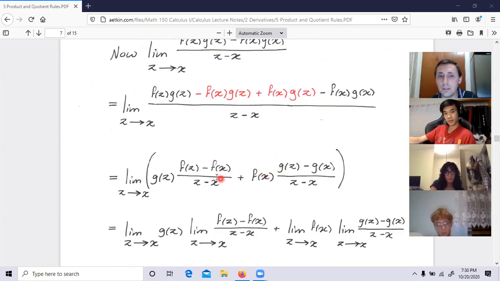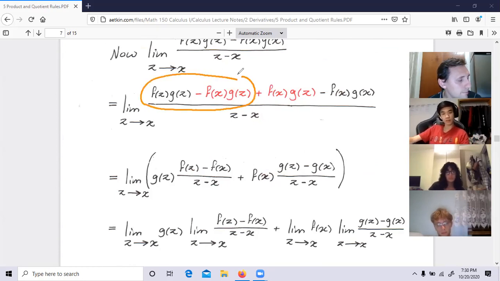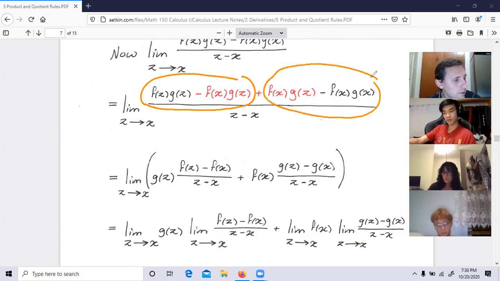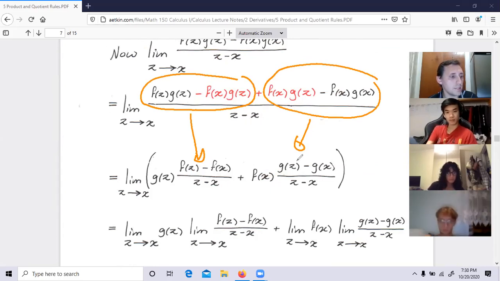With me, guys? You see how I break it apart? Like this, look at it. So this part over z minus x, and this part. So this part goes here, this part goes here. And then we have a fraction. So it's the left circle divided by z minus x plus the right circle divided by z minus x. And then I can factor out g of z in this case, and I can factor out f in this case. Clear?